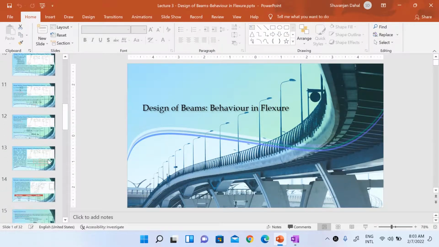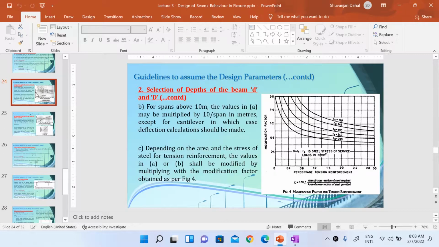So let me go to that graph in my lecture here first. If you see this graph here, this is the modification factor for tension reinforcement. We have different curves for Fs. Fs is the stress in steel, and that is given by 0.58 Fy into area of cross section of steel required over area of cross section of steel provided. So we will draw our vertical line from percentage of tension reinforcement in x-axis to that required Fs curve, and from that Fs curve we will draw a horizontal line to this y-axis to get the modification factor.